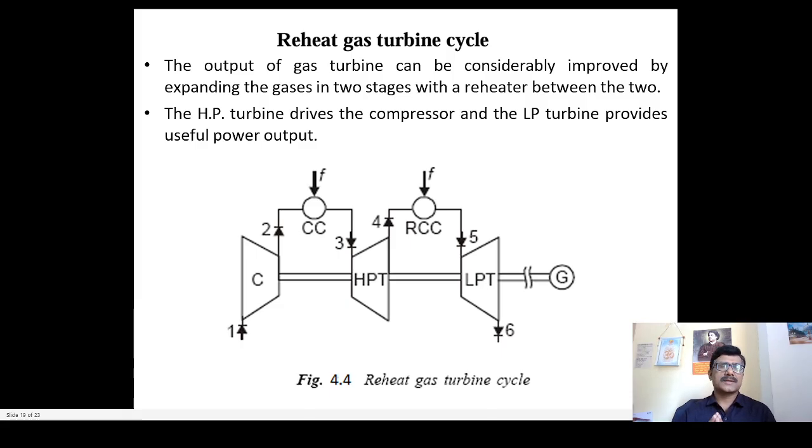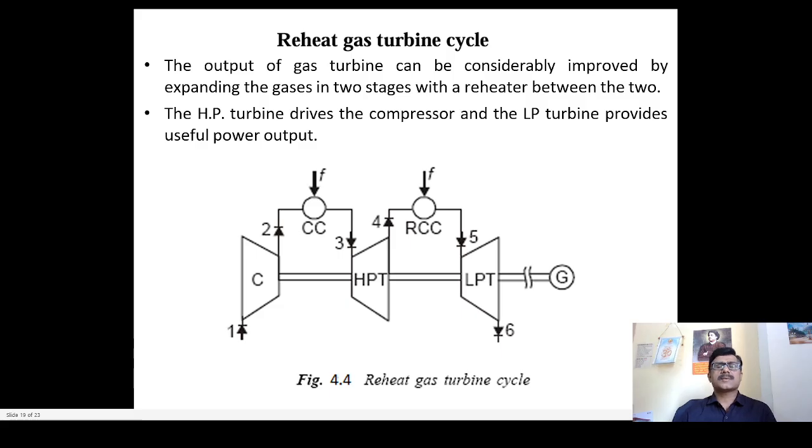In the intercooling arrangement, we have seen that we place the intercooler heat exchanger between the two compressors. Now what we are doing here is placing an additional reheater between the two different stages of the turbine, the high pressure turbine and the low pressure turbine.